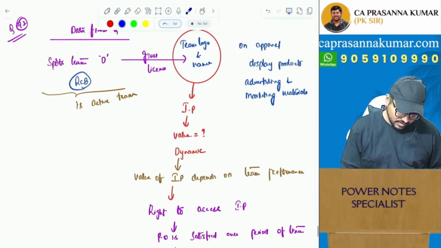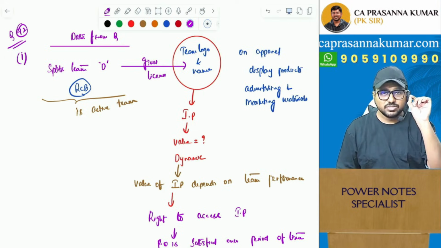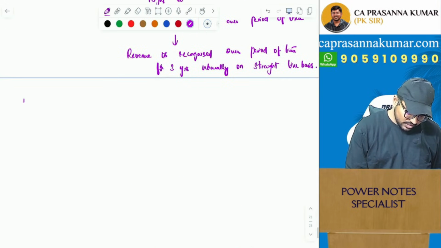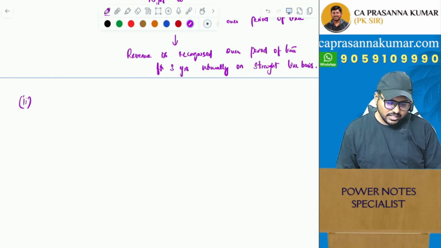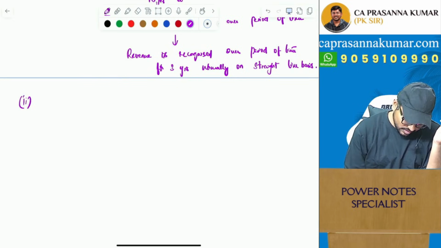Right. So this is the answer for the first part of the question. Very interesting. That's why I said this problem is important. Now let's come to the second part of the question. I think some of you have already got the answer. Okay. So what's the situation?